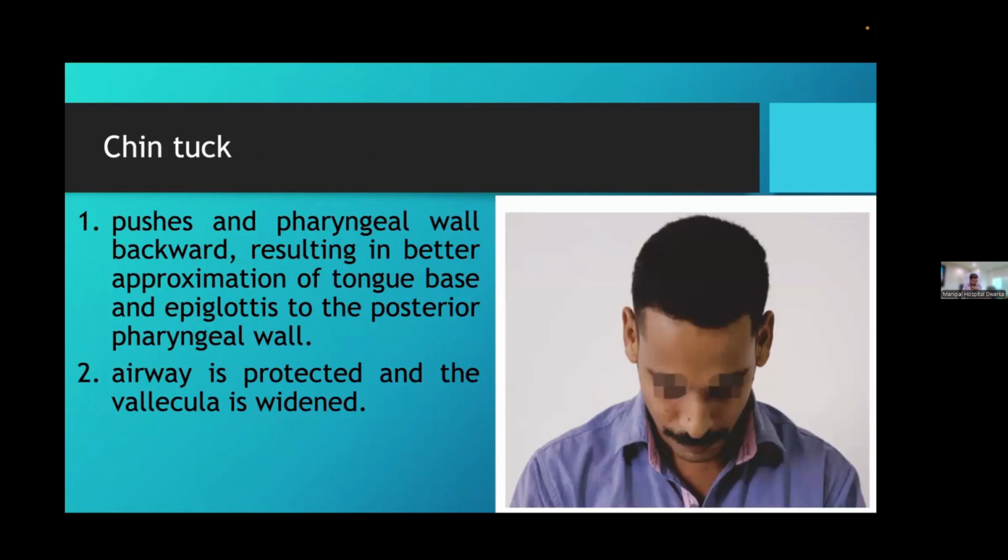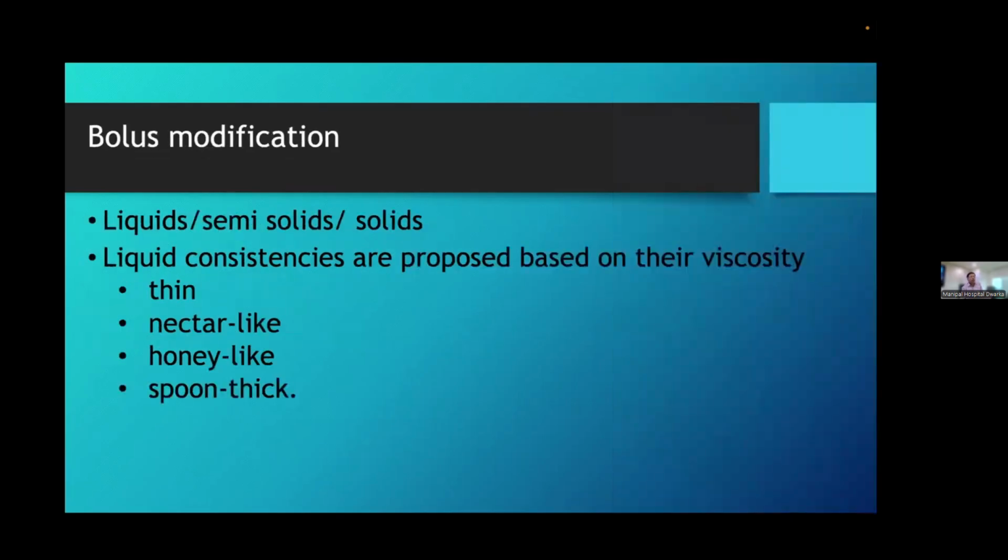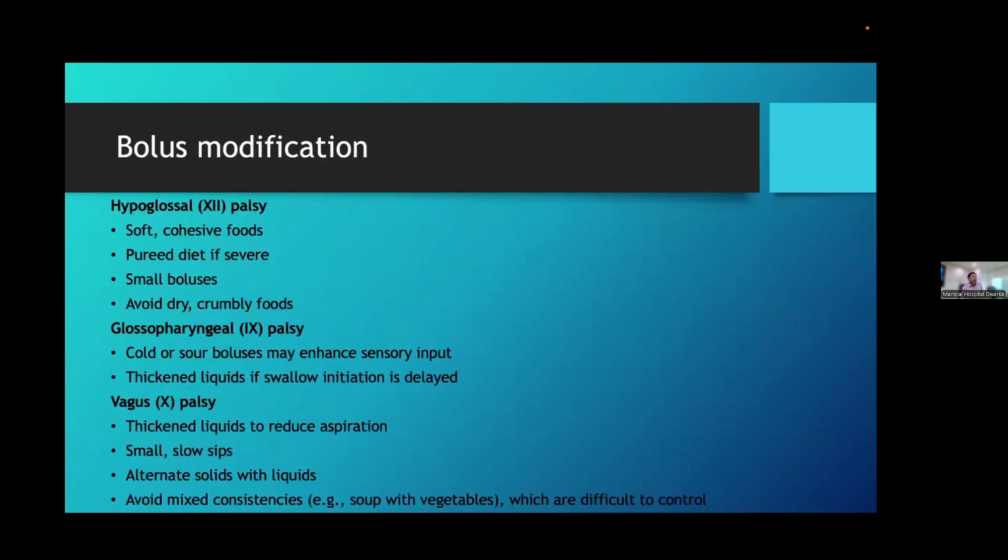One is the chin tuck, where the patient swallows with the chin tucked, and the patient turns the head towards the stronger side, right, and then swallows. So these are the positional maneuvers which can be given to the patient, and then you can do bolus modification. Bolus modification is also very important, and the speech therapist will be able to give different types of food and modify the bolus for improving the swallowing function. So I'm not going into details of this.